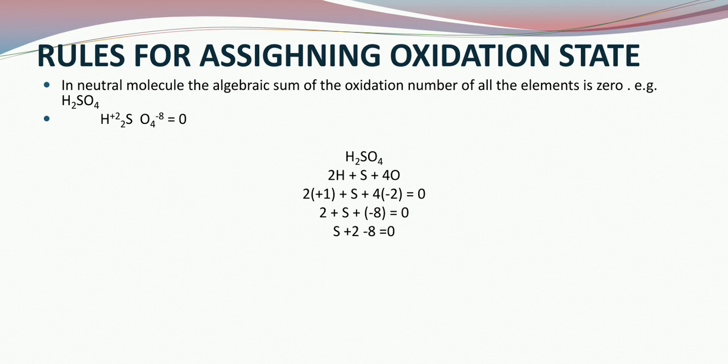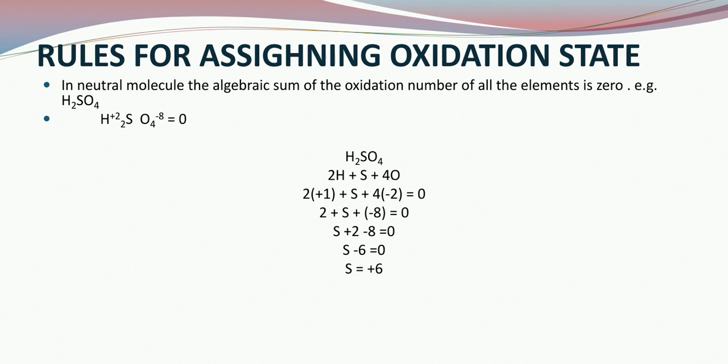Now we have to find the oxidation state for S. So S +2 -8 equals 0. +2 -8 becomes -6. Now we shift -6 from the left side of the equation to the right side of the equation, it becomes +6. So the oxidation state of sulfur is +6.